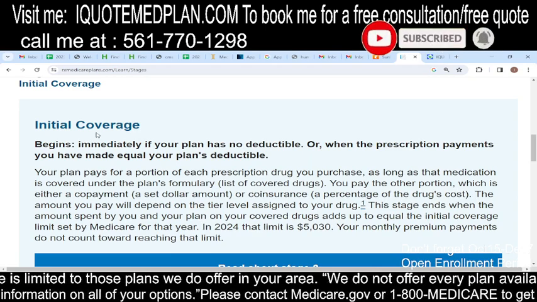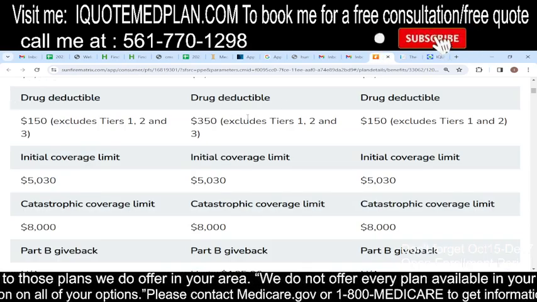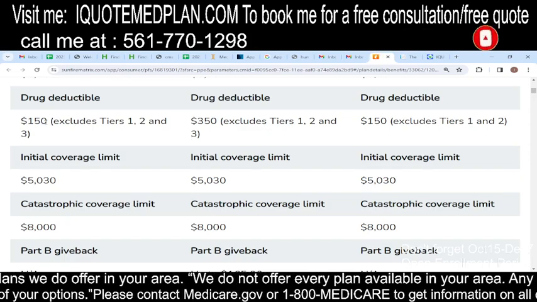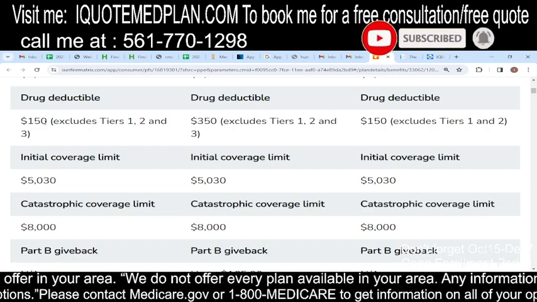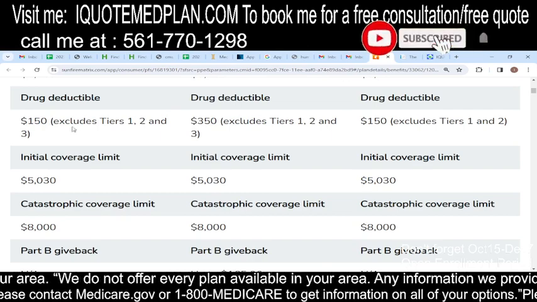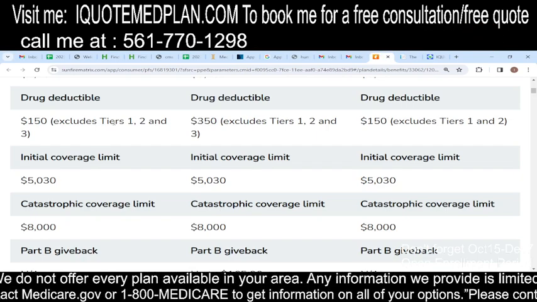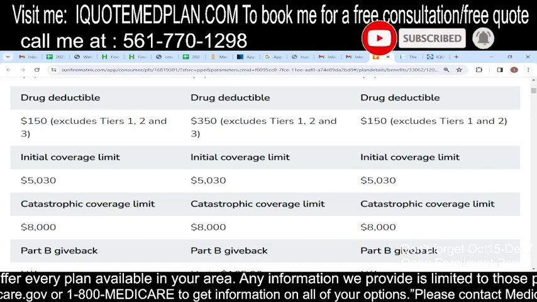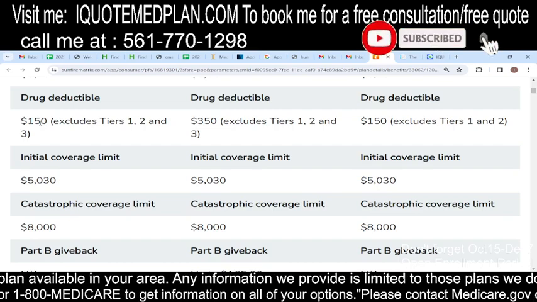So to go back, remember those plans here, they have different deductibles. If you were in this plan, once you reach your deductible, remember it excludes tier 1, 2, and 3. So if your drugs are under tier 1, 2, and 3 in this plan, you go straight to the initial coverage limit. You don't have to worry about that 150.